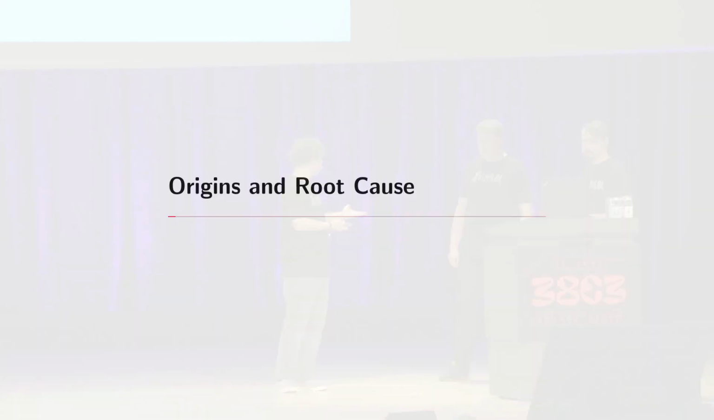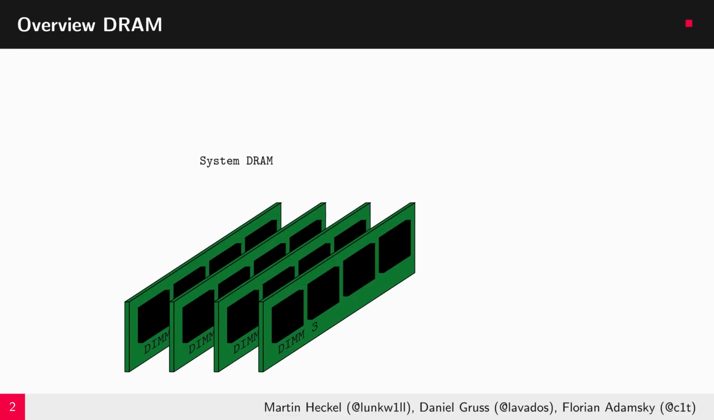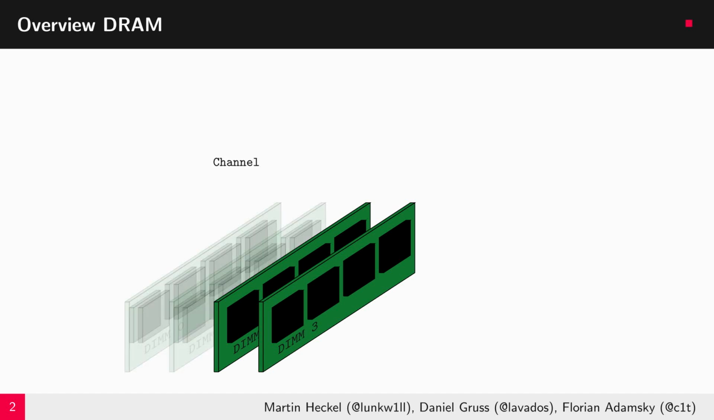Maybe to talk about Rowhammer, we first have to go back to the basics, to the origins, and talk about the root cause. And the root cause is in DRAM. You know DRAM, right? Sure, that's the thing with the DIMMs you plug into your computers. And you also have multiple DIMMs. They are operated in channels. And if you look at a single DIMM, then it has two sides.